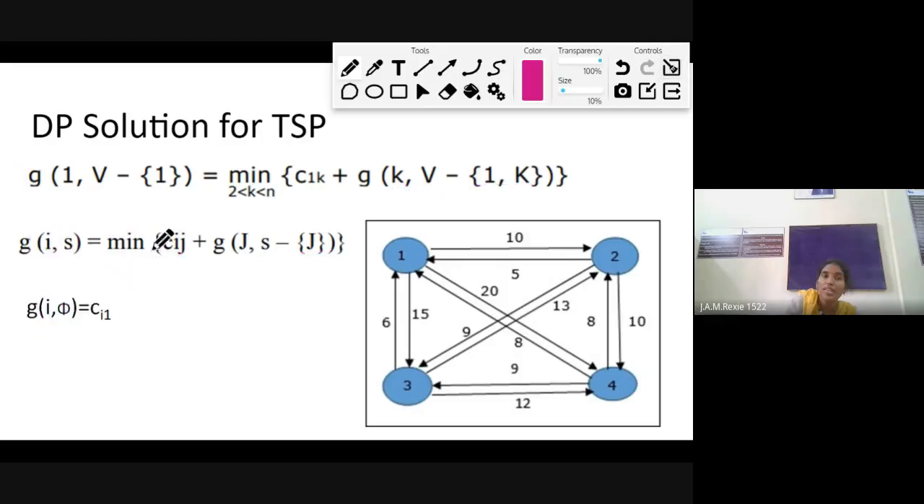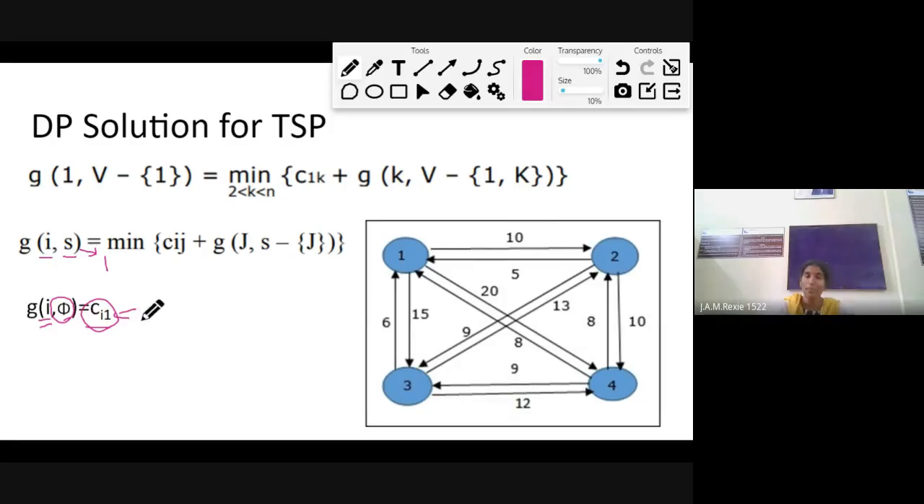What does this G of I comma S is representing? From I through S to reach to 1, what is the cost? From I through these vertices S, again to reach back to 1, what is the cost? So if the S is empty, means S is becoming null, there is no intermediate vertex. Then from I, the cost of reaching the source vertex will be the cost of the edge from I to 1. So this is the base. So to solve this, this is the smaller problem size.